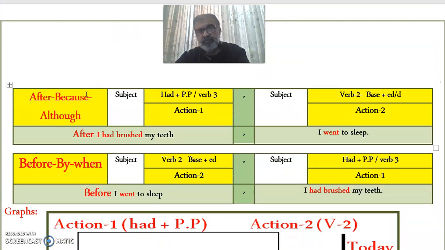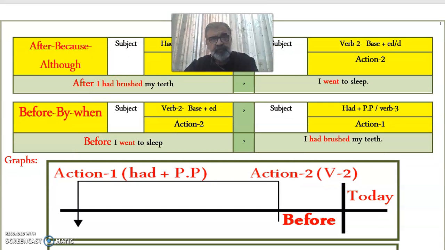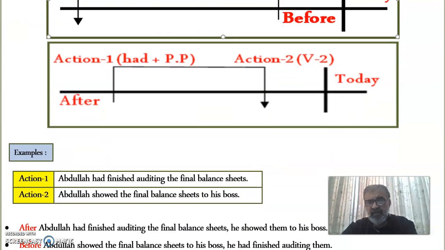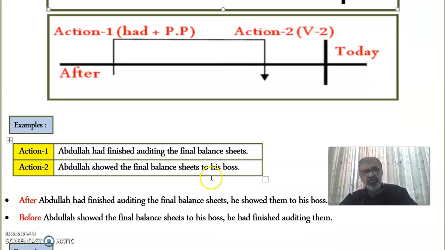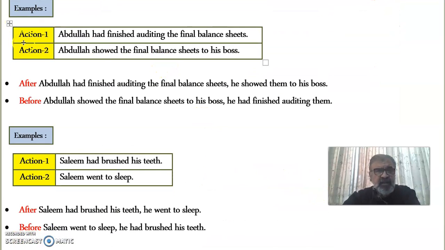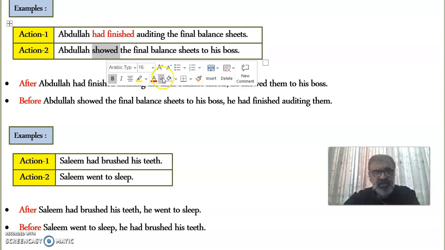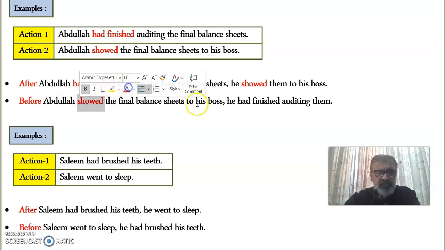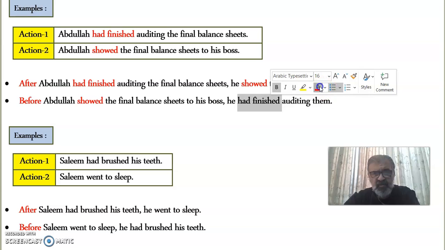Now, these are the two graphs that you could depend on to understand these two sentences when joined together. Now, more examples. After Abdullah had finished auditing the final balance sheets, he showed them. So had finished is action 1, showed is action 2. Now I'm going to use after, which should be followed by action 1, past perfect, and then action 2, past simple. Now before Abdullah showed, that's action 2, and then had finished, action 1.